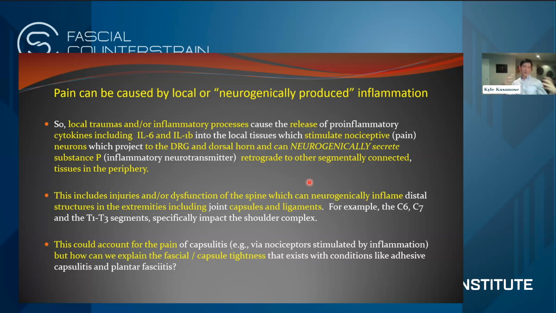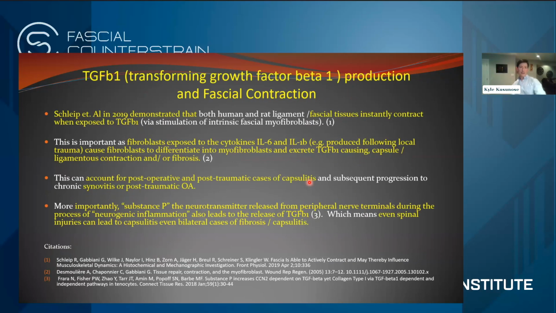That's how you can get referred pain. But what about referred tightness? Because that's kind of what we're talking about in this concept. So that, again, gets into this TGF beta 1. And TGF beta 1, again, is if you have fibroblasts exposed to interleukin 6, interleukin 1b, they will change fibroblasts into myofibroblasts when exposed to the cytokines, and then start dumping out TGF beta 1.